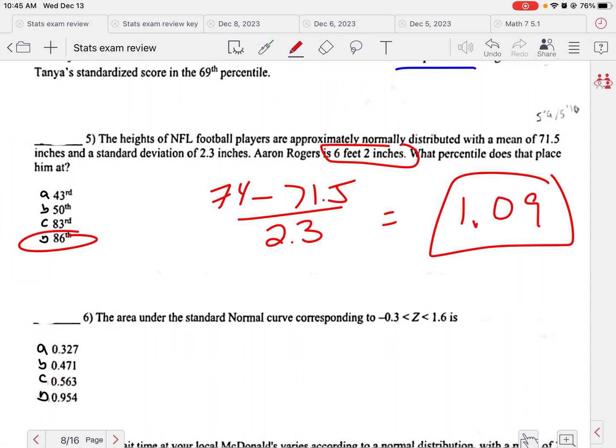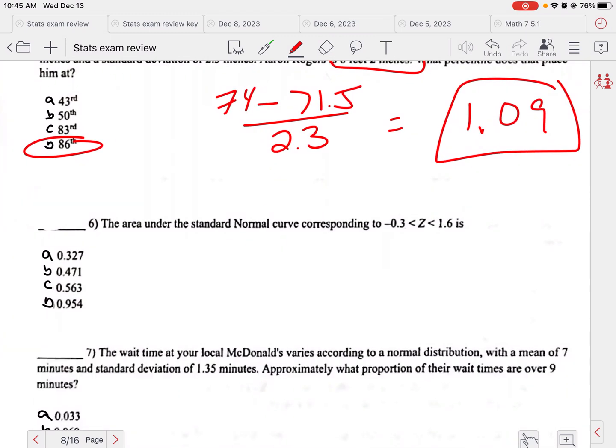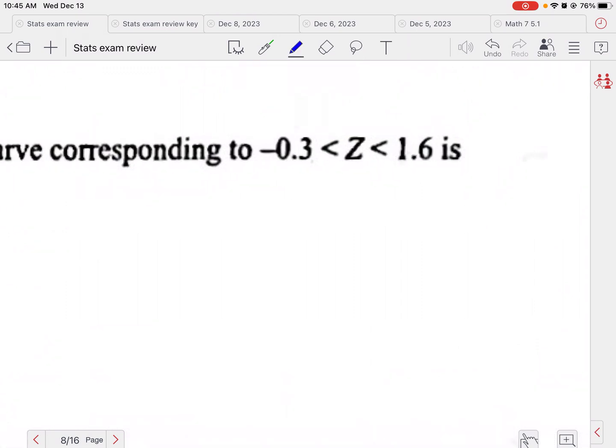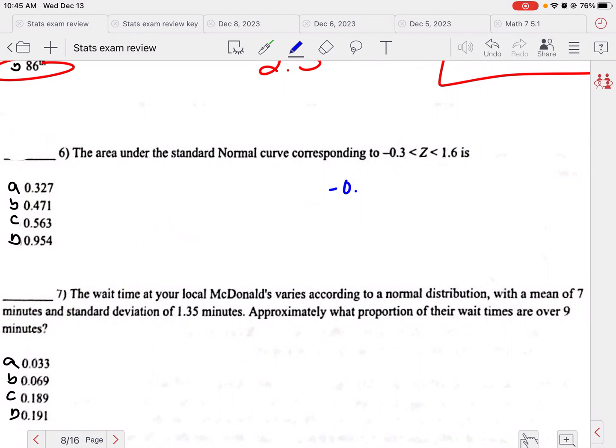When we're given a percentage. Okay, area under the normal curve corresponding to negative 0.3 and 1.6. I'm going to go ahead and do my z-score for both of these. So negative 0. I'm sorry, I can't do the z-score because I don't know my mean and standard deviation. I'm going to look both of these up in the table to find their percentage.